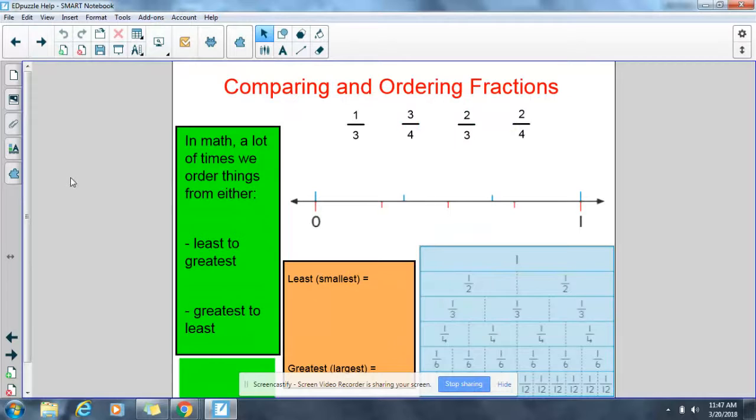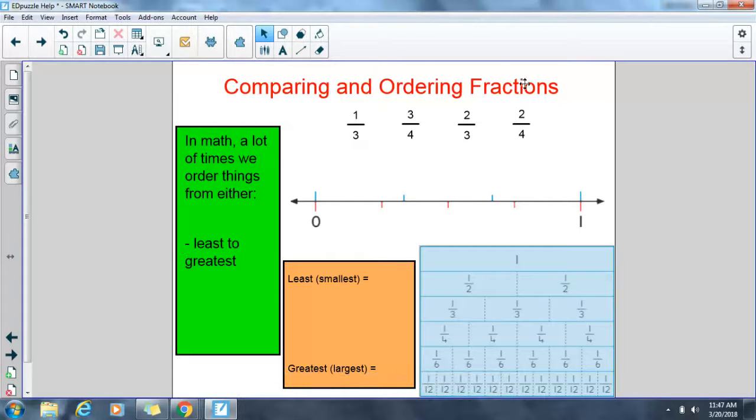All right, so comparing and ordering fractions, and I'm looking at this green box here. A lot of times in math, when we compare or order things, we're either putting them in order from least to greatest, or smallest to biggest, or doing the opposite and going from greatest to least, which would be biggest to smallest. Tonight for this video, I want you to focus on going from least to greatest, or smallest to biggest. Notice before, we were only looking at two fractions and trying to figure out which one our alligator was going to eat.